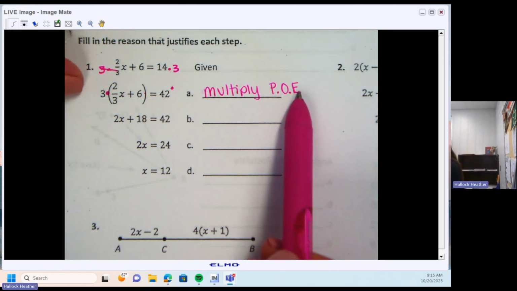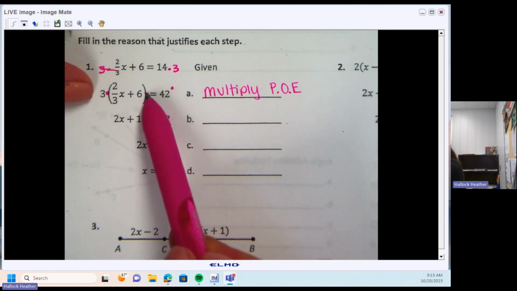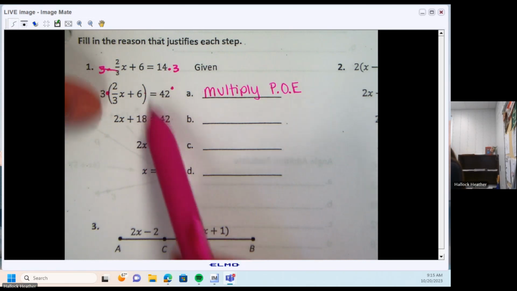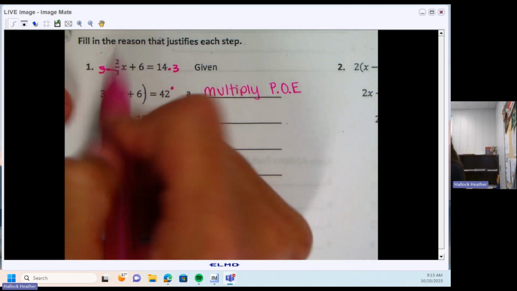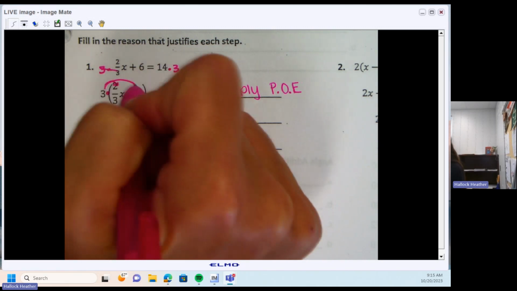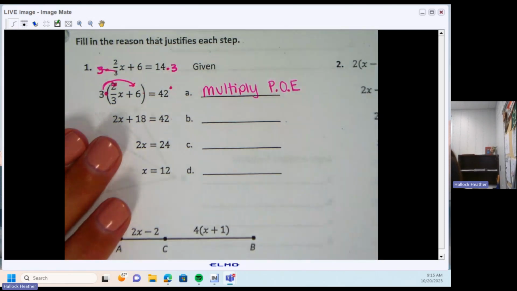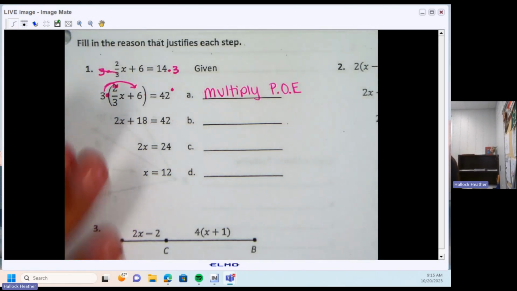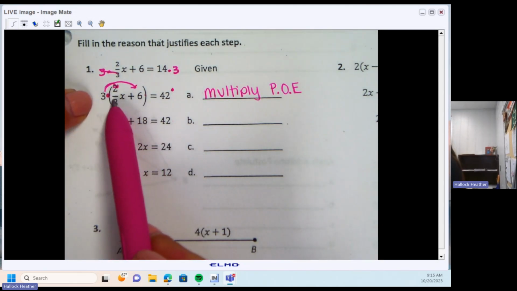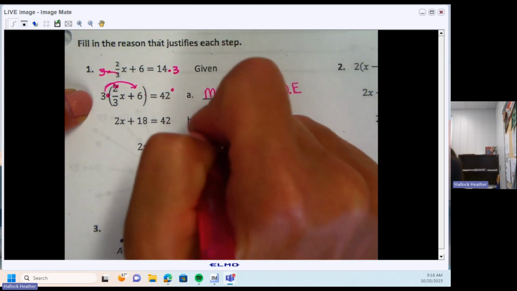So that's multiplying. Now to go from here to here, how did they actually remove those parentheses? How do I get rid of the parentheses? Distributive property. So to get rid of the parentheses, I'm using the distributive property. It is not multiplication property of equality again, because I'm not doing it to both sides. I'm only doing it to this side. So this is the distributive property.